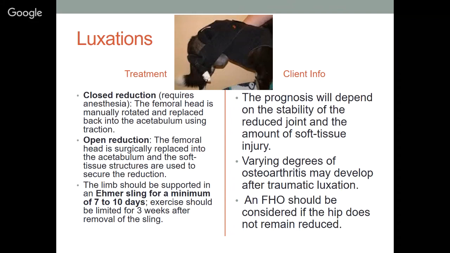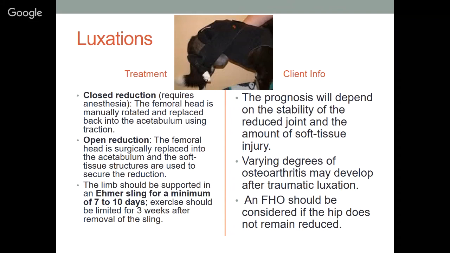And we may need to place sutures in order to make sure that secures the reduction. We want to support that limb in a sling, the Ehmer sling, for a minimum of 7 to 10 days. And after that, we want to limit their exercise for 3 weeks. We need scar tissue to build up in order to keep that luxation in place. The easier it is to get that back into place, the harder it is for that to heal, because if it's easy to get in, that means those ligaments are really torn up.